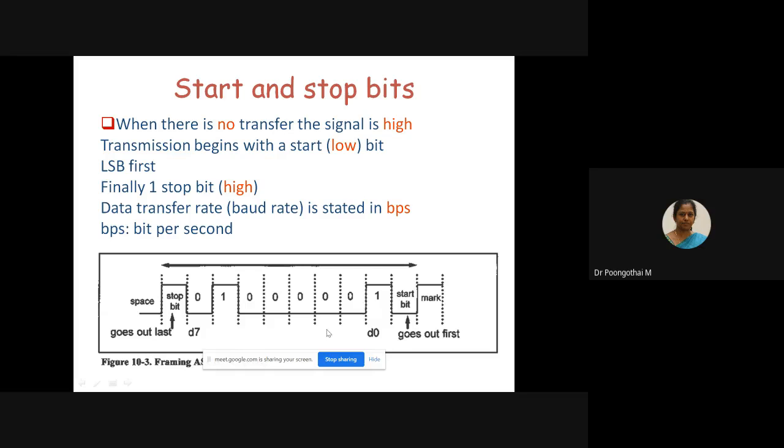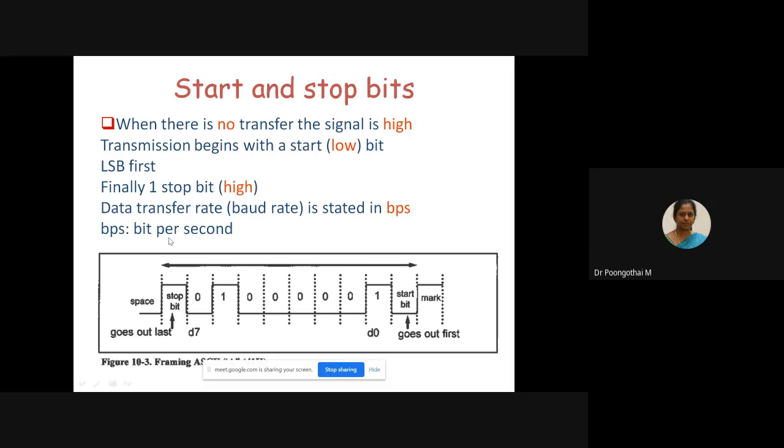This is the format followed for asynchronous communication. It starts with a start bit and then your 8-bit data or character. Your LSB goes out first, along with your stop bit and space. The data transfer rate is measured in terms of baud rate. The unit for baud rate is bits per second.